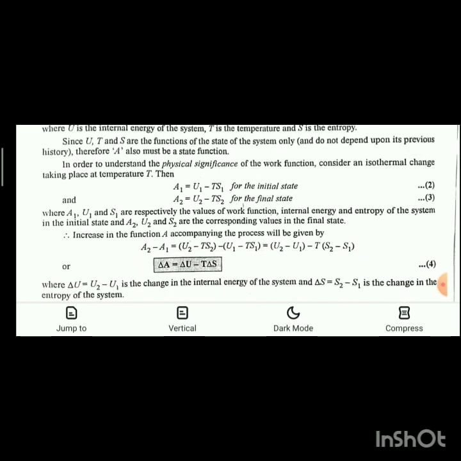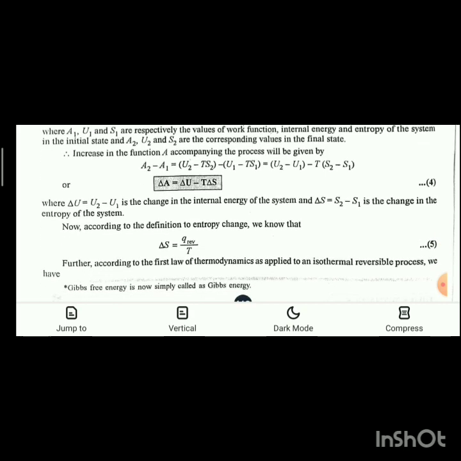In order to understand the physical significance of work function, consider an isothermal change taking place at temperature T. Then A1 equals U1 minus TS1, A2 equals U2 minus TS2. On solving these, the increase in function A accompanying the process will be given by A2 minus A1 equals U2 minus TS2 minus U1 minus TS1. On solving these, change in A equals change in U minus T change in S. Delta U equals U2 minus U1 is the change in internal energy of the system. Delta S equals S2 minus S1 is the change in entropy of the system.